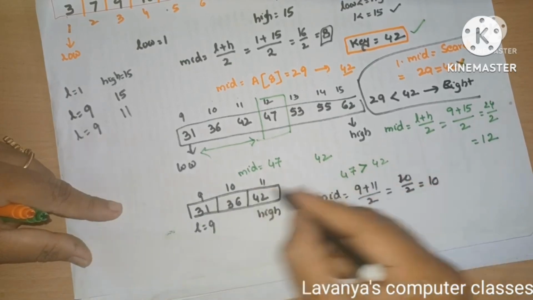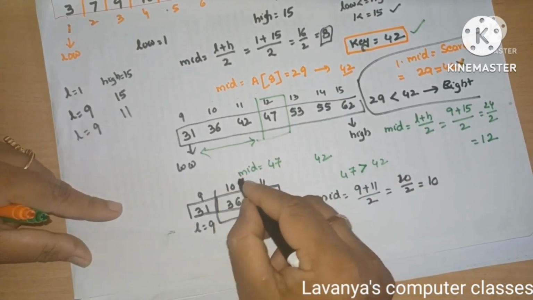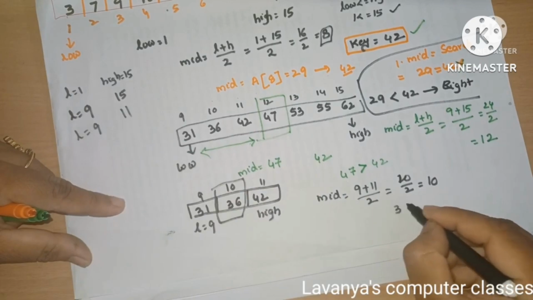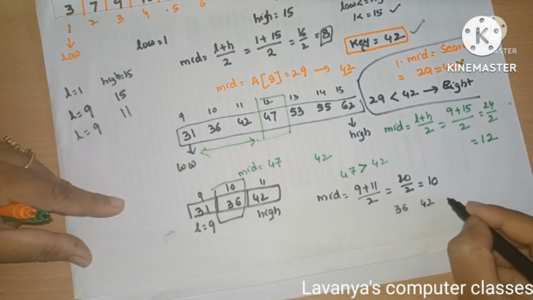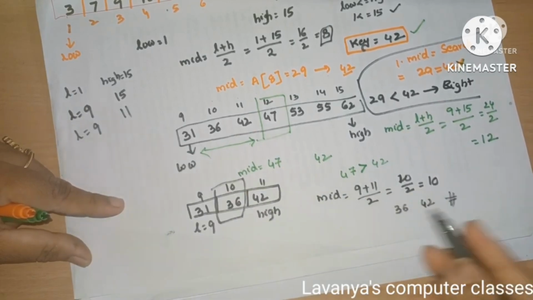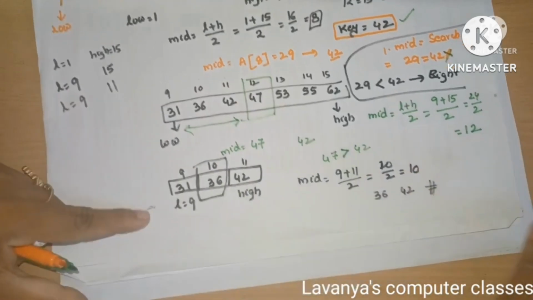So, what is our mid element? Mid element is 10. Middle element means this one. So, the middle element is 36. The search element is 42. Both are not the same. So, again do the searching.